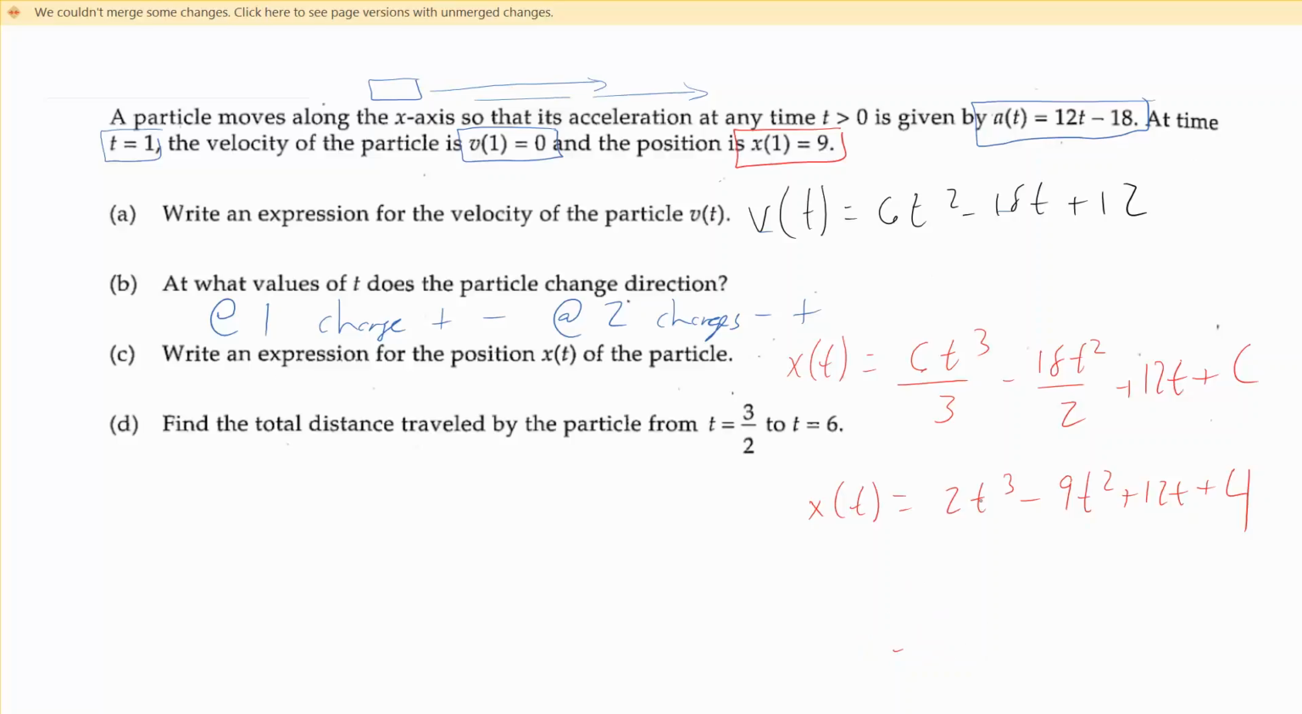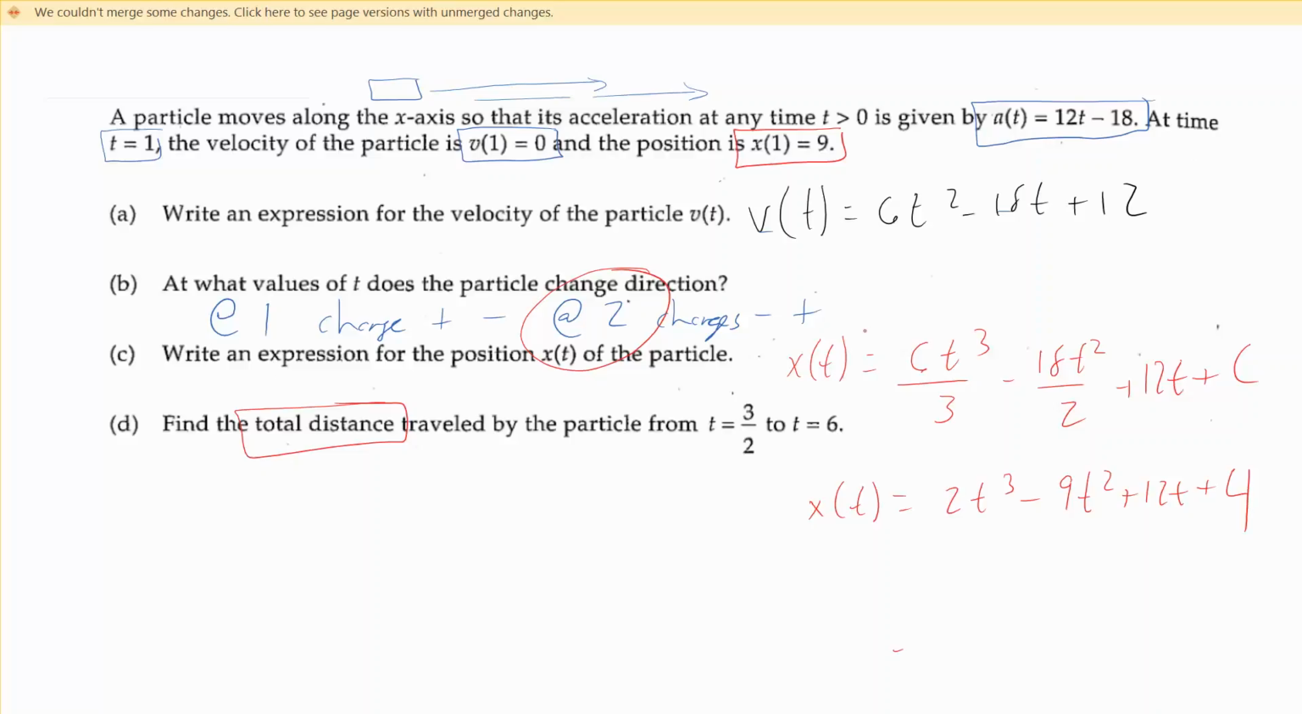Find the total distance traveled. Total distance traveled would be different than distance from start, from 3/2 to 6. One thing we need to keep in mind is that we do change direction at 1 and 2. So this change of direction at 2 is going to come into play. We said at 2 it changes from negative to positive.